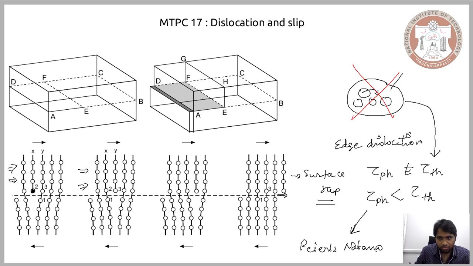Peierls-Nabarro stress. According to the way this stress is calculated, it is based on the dislocation. This stress is not calculated based on a fundamental theoretical understanding of the movement of an atom from one stable position to another stable position. This is not how the stress is calculated. This stress is calculated based on the migration or the movement of the dislocation.